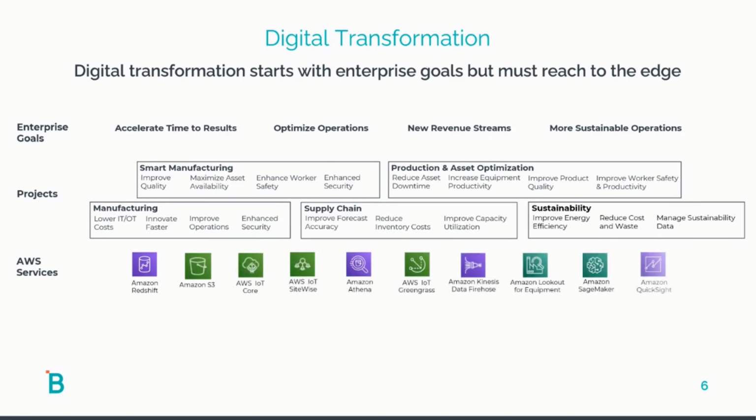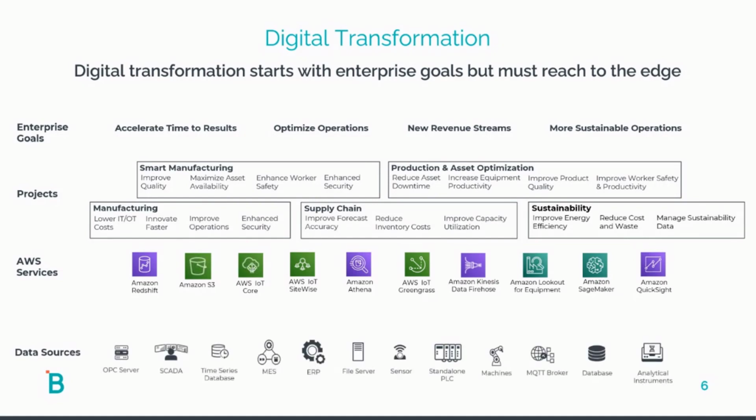Now, as Rajesh just explained, AWS has a series of services to deliver on these, to work with data so that people can analyze and visualize the information so that they can deliver on these projects.